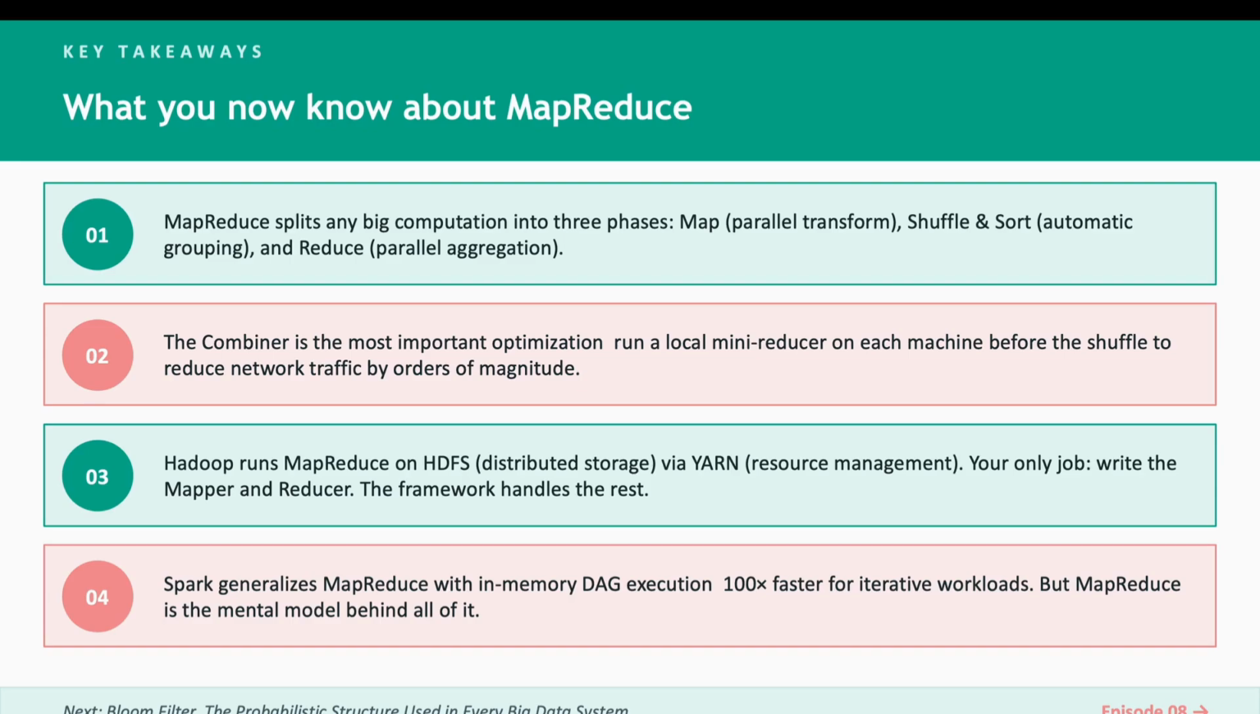Three: Hadoop runs MapReduce on HDFS via YARN. Your job: write the mapper and the reducer. The framework handles data splitting, task scheduling, network shuffling, failure handling, and output writing. Four: Spark generalizes MapReduce with in-memory DAG execution, 100 times faster for iterative workloads, but MapReduce is the mental model behind all distributed computing. Understand it first, and everything else becomes obvious.